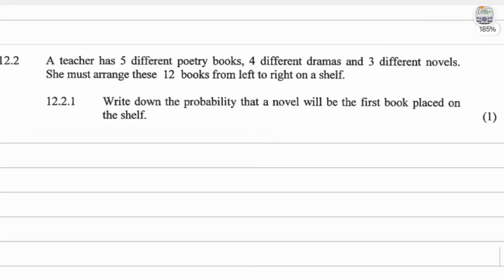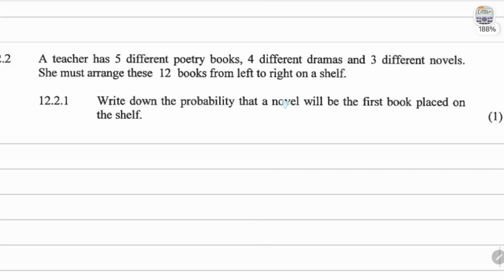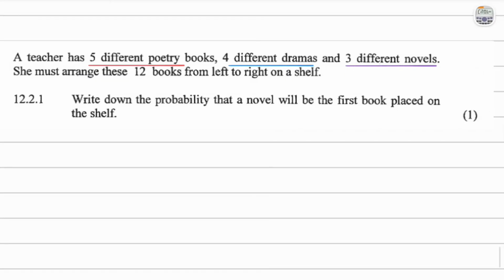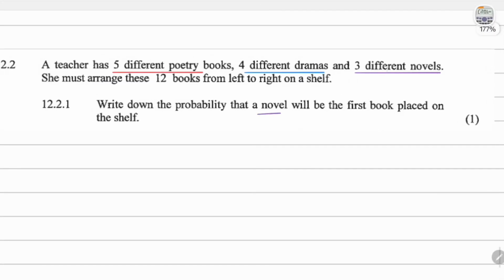Question 12.2 says, a teacher has 5 different poetry books, 4 different drama books. Okay, so let's go. 5 different poetry books, 4 different drama books, and 3 different novels. She must arrange these 12 books from left to right on a shelf. Write down the probability that a novel will be the first book placed on the shelf.